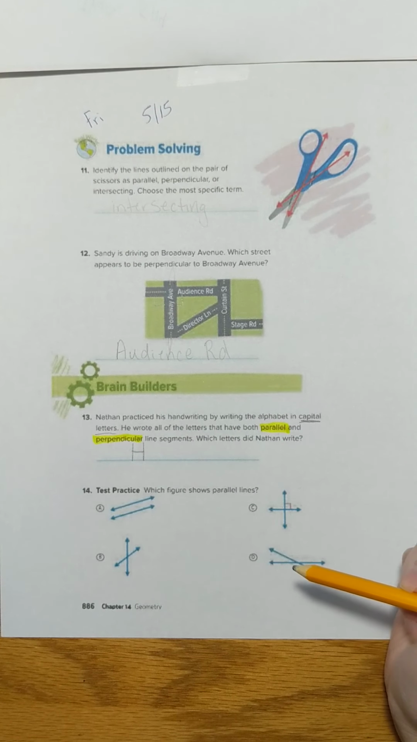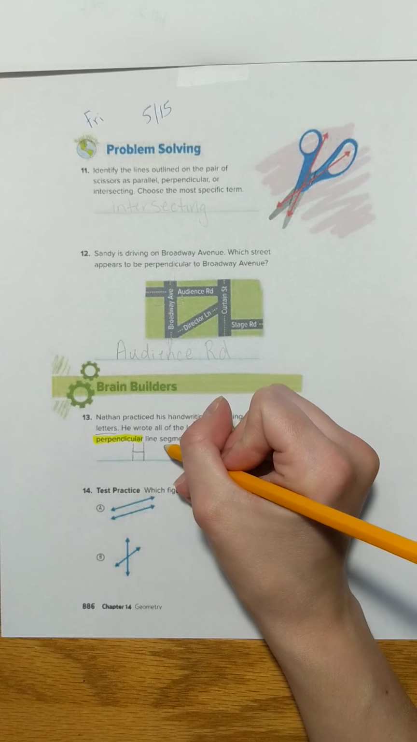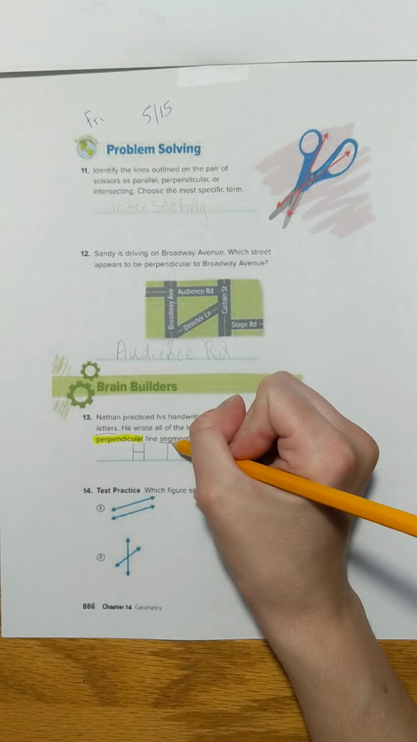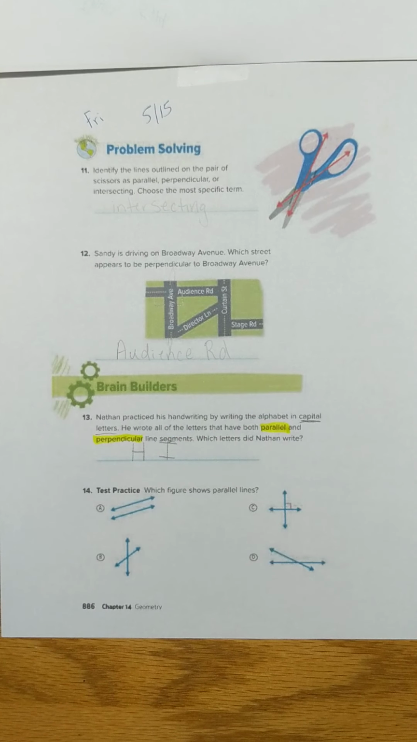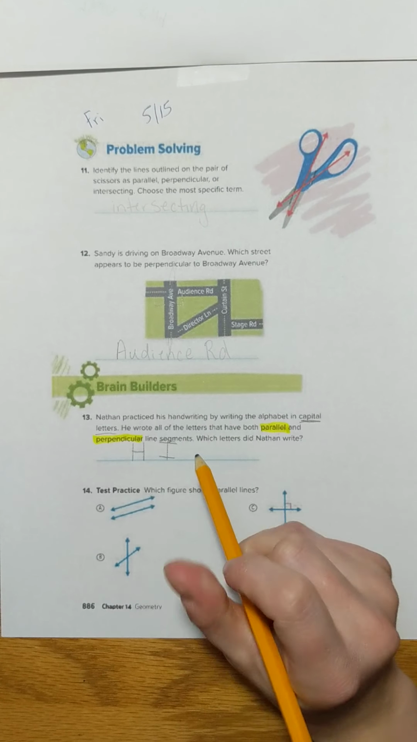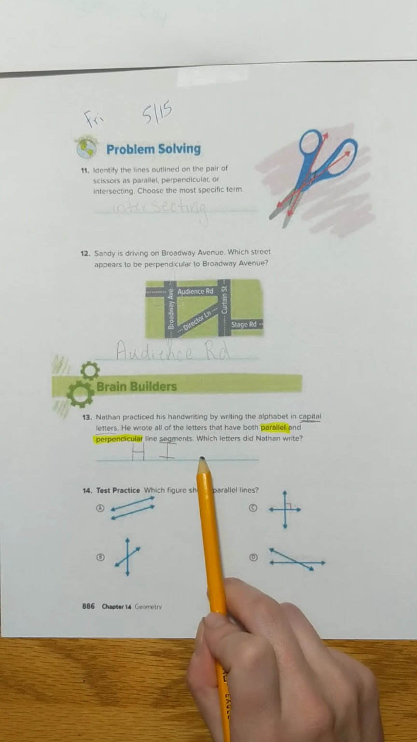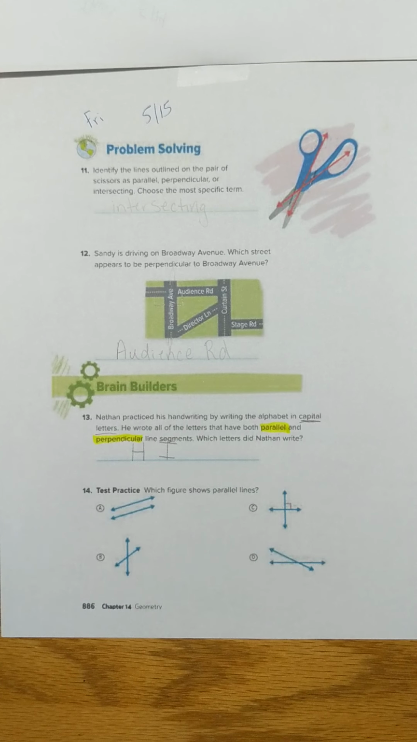Now I'm going to cheat a little bit here. I'm going to tell you, if we flip that H over on its side, we would have the letter I. And guess what? It has two parallel lines and one perpendicular line. So there's a few more in the alphabet that you could also write on here. I want you to think of at least two more capital letters that have both parallel and perpendicular lines.